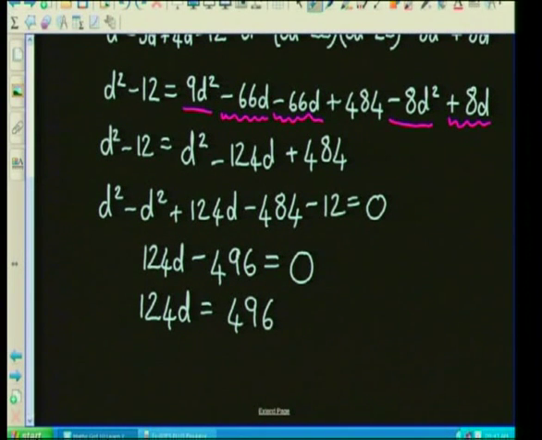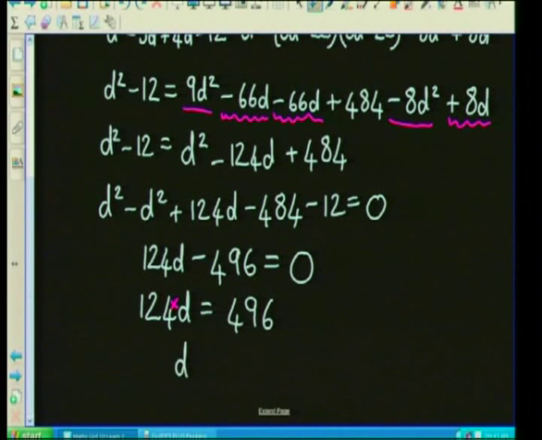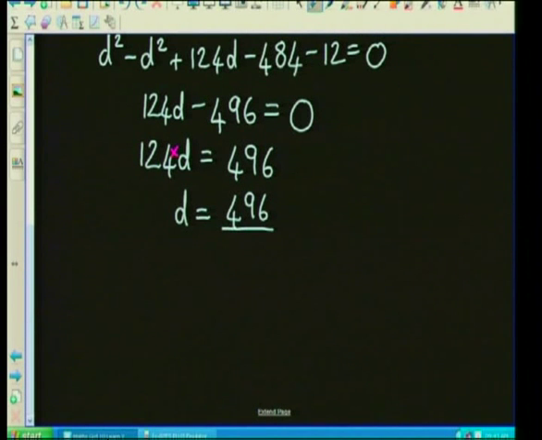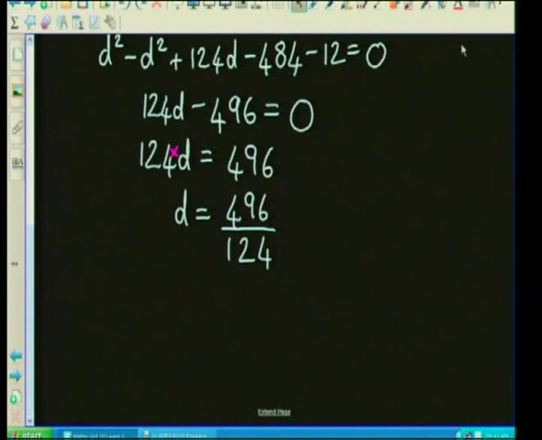What is the 124 doing to the d? It's multiplying. So how are we going to separate it from the d? We're going to divide both sides by 124. So that means d will be equal to 496 divided by 124, and I need a calculator to work that out. 496 divided by 124 gives us an answer of 4. So that means our final answer is d is equals to 4.